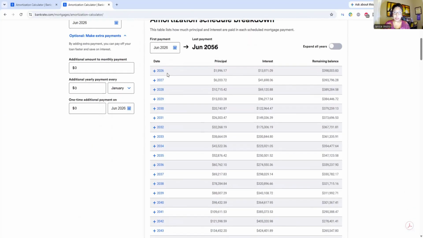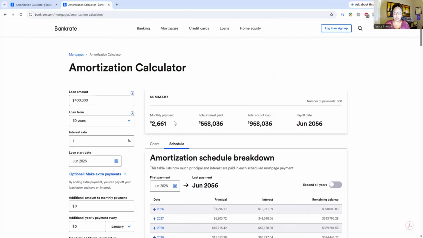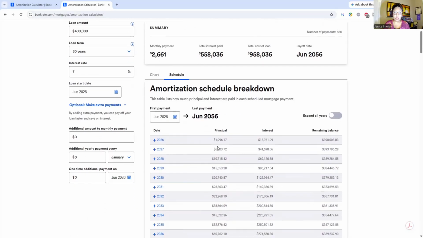Okay. So let me scroll down and show you that in year one, and I'm going to expand this box so you can actually see principal and interest. In year one, out of that $2,661, you're paying $1,996 towards principal, and then interest is going to be $13,971.09. Your remaining balance, starting with year one out of a 30-year mortgage, is $3,098.03. Well, how does that break down? Let's look at the numbers.